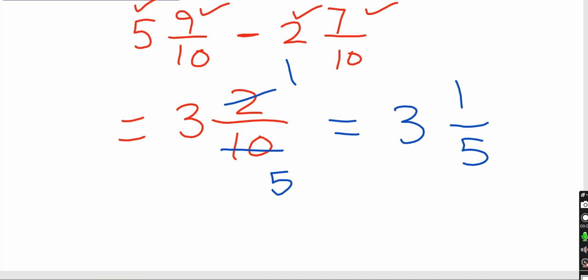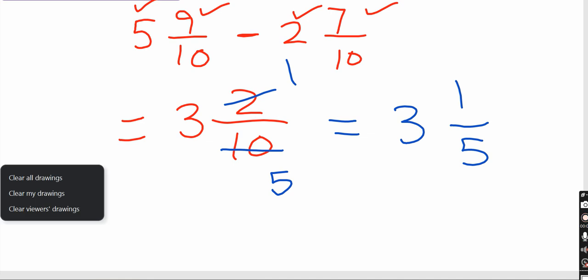Okay. So simple addition and simple subtraction are really very easy. Now let's do something with carrying.